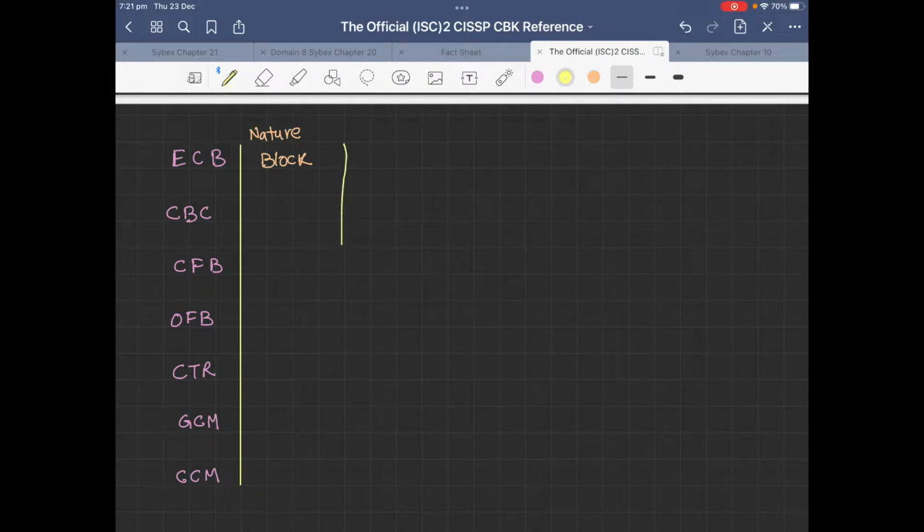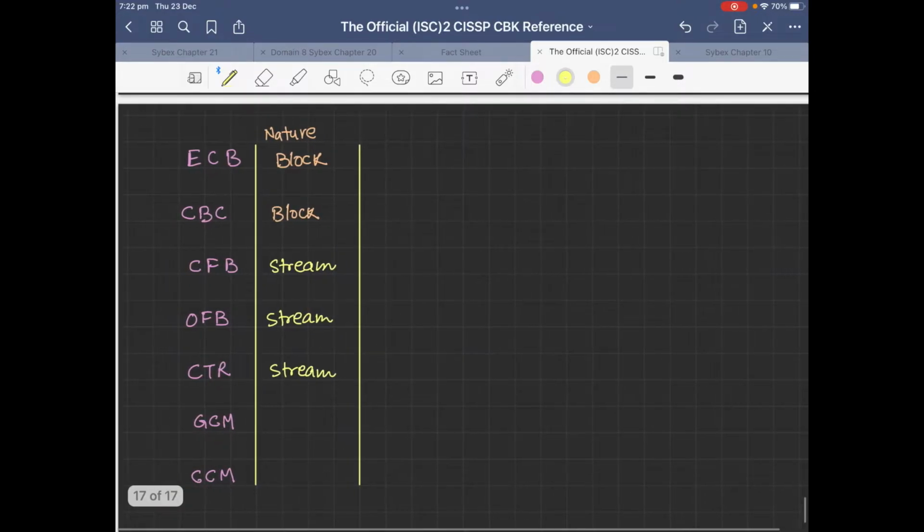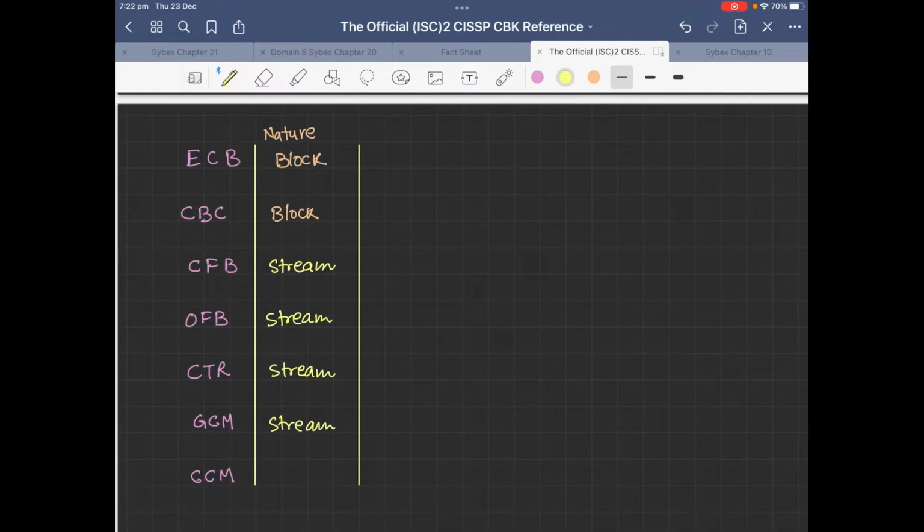Let me also draw another line. Similarly, what about CBC? CBC is also an encryption which works on a block of data, and the other ones are stream. So this works on a stream of data, this is also a stream, and GCM is also a stream of data, and CCM is again a block of data.